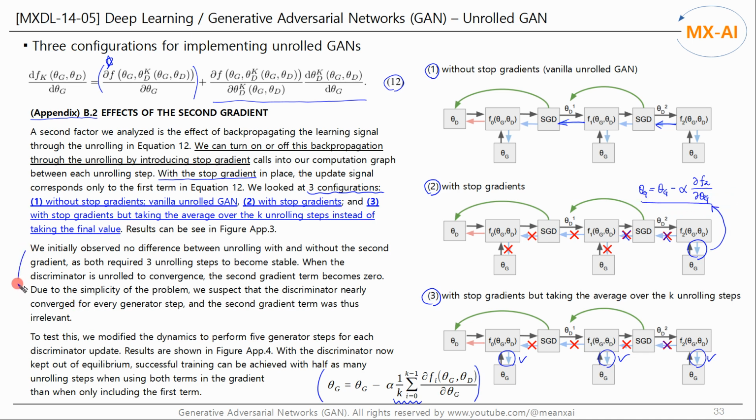The authors of the paper commented on these configurations as follows. We initially observed no difference between unrolling with and without the second gradient, as both required 3 unrolling steps to become stable. When the discriminator is unrolled to convergence, the second gradient term becomes 0. Due to the simplicity of the problem, we suspect that the discriminator nearly converged for every generator step, and the second gradient term was thus irrelevant. In this video, we will implement the third configuration of the unrolled GANs.